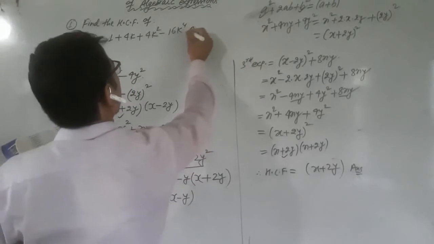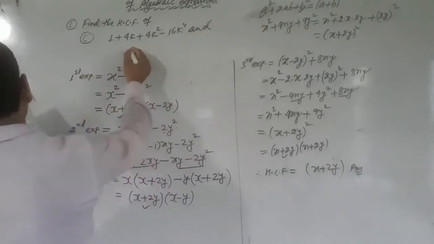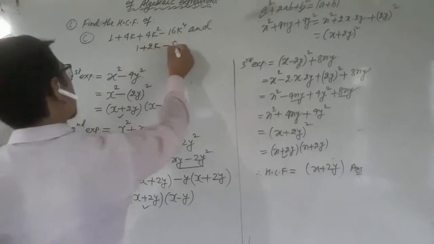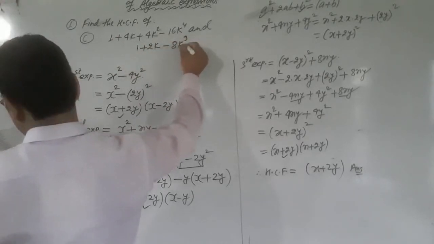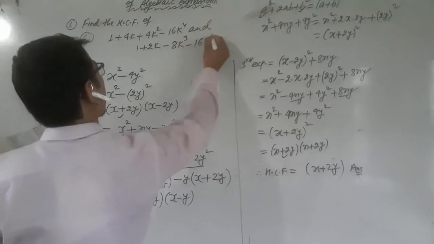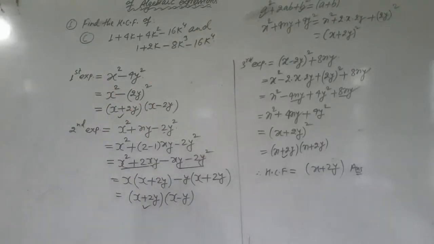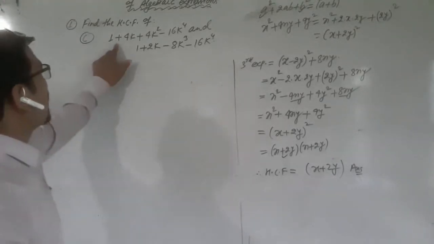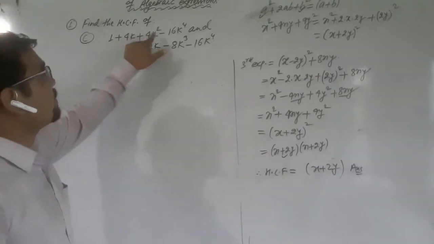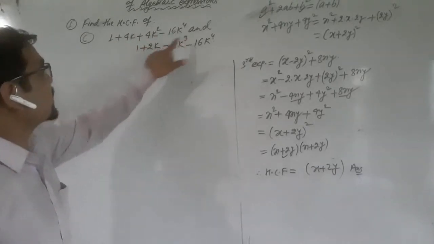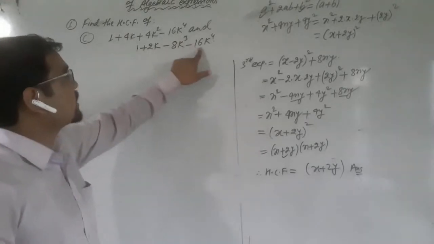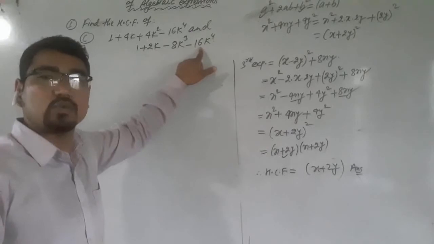The next expression is 1 plus 2k minus 8k to the power cube minus 16k to the power 4. Okay, this is the question. Only 2 expressions we have. Everybody, you can see, one is 1 plus 4k square minus 16k to the power 4, and the next is 1 plus 2k minus 8k cube minus 16k to the power 4. Okay, these are the 2 expressions.